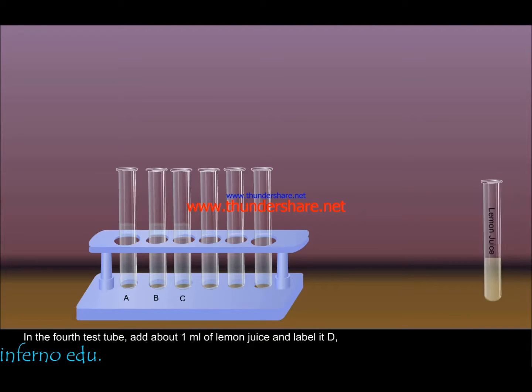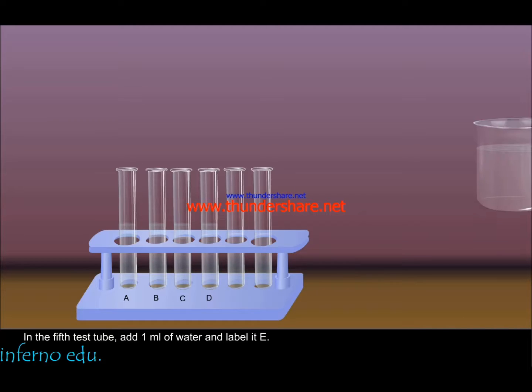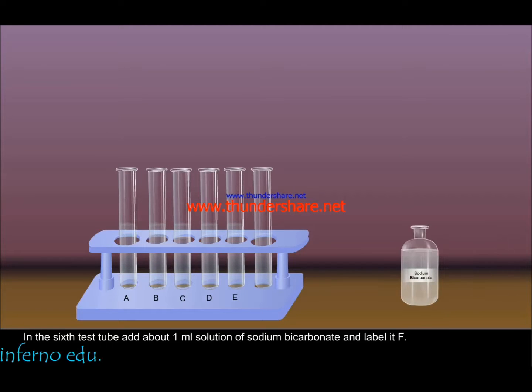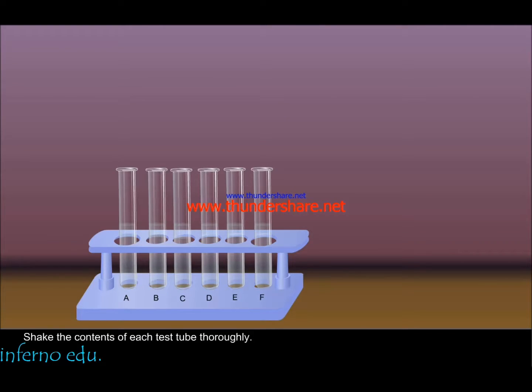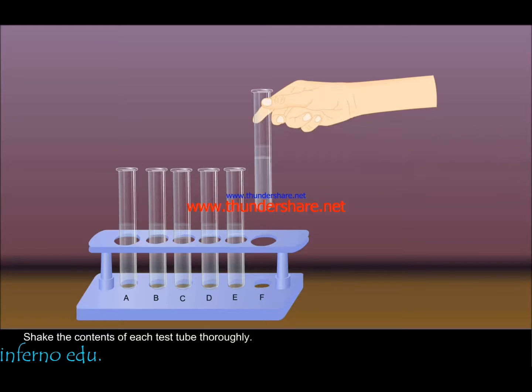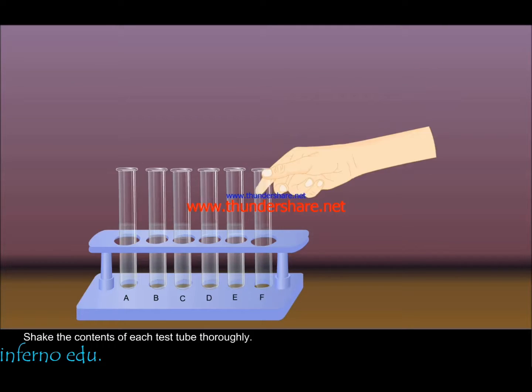In the fourth test tube add about 1 ml of lemon juice and label it D. In the fifth test tube, add 1 ml of water and label it E. In the sixth test tube, add about 1 ml solution of sodium bicarbonate and label it F. Shake the contents of each test tube thoroughly.